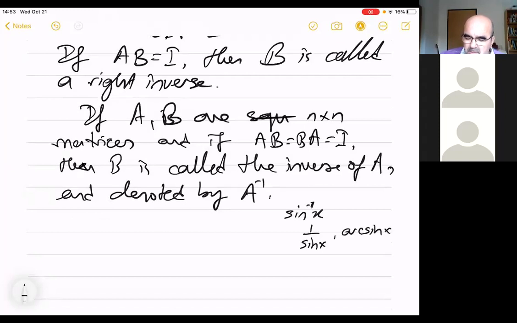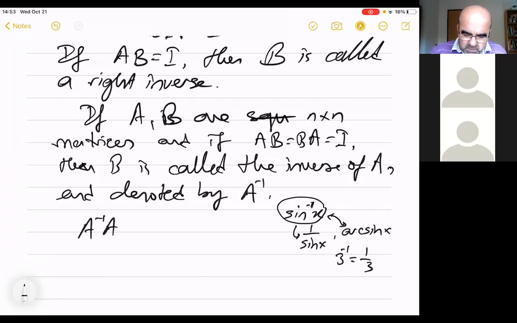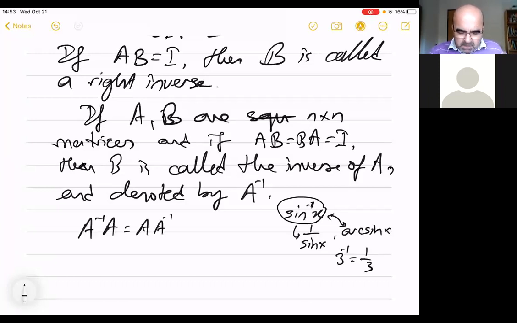So usually the books use this notation, but I don't prefer to use this notation. The reason is that it may be confusing with this 1 over sine x. If we have 3 to the minus 1, it is just 1 over 3. But if we have a matrix A, then 1 over A has no meaning, so A to the minus 1 is meaningful. A to the minus 1 represents the inverse of A, so that A inverse times A is equal to A times A inverse, which is the identity.